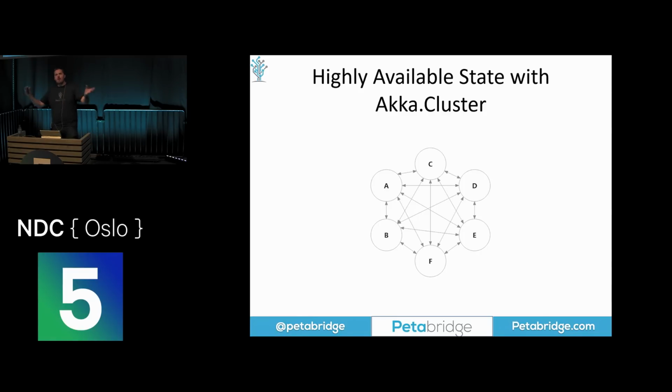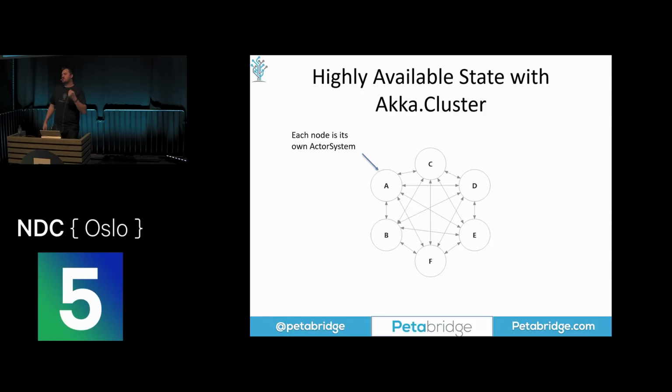So this is what an Akka.NET cluster looks like. Each one of these circles here represents an actor system. That's the hosting environment we use to create actors. And typically, in a Kubernetes environment, each one of these actor systems is going to be its own Docker container. So one container equals one process equals one actor system. That's the most granular way of managing an Akka.NET cluster.